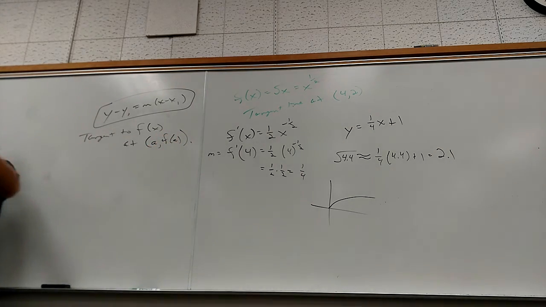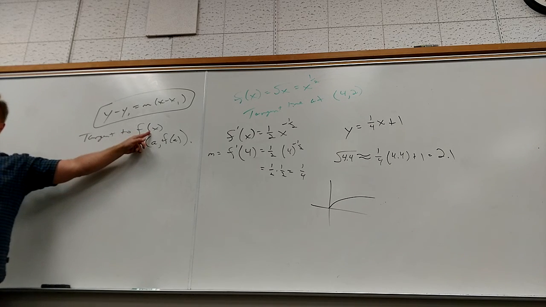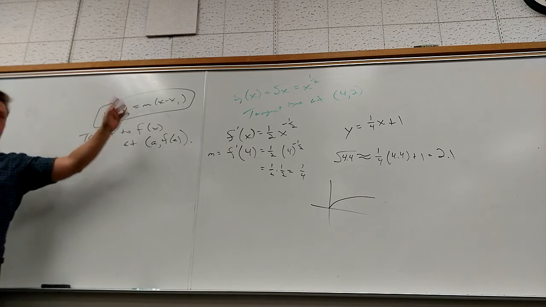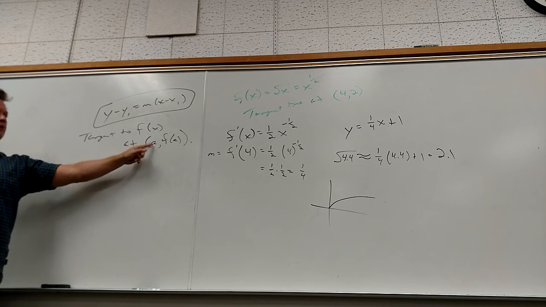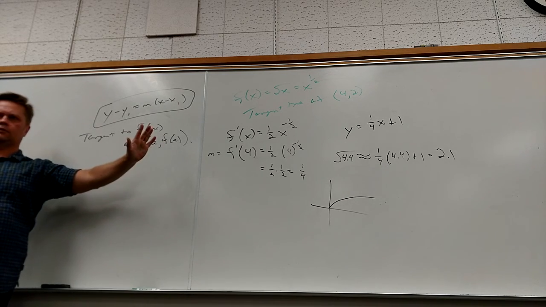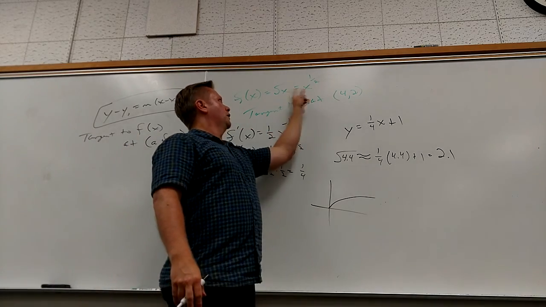Let me make sure you guys are all cool with that. I have a function. I don't tell you what it is. I just want to set up what it's going to look like in general for any function. So some function at the point a, f of a. Okay. That's just like here. I gave you a function, and I gave you a point for f of 4.